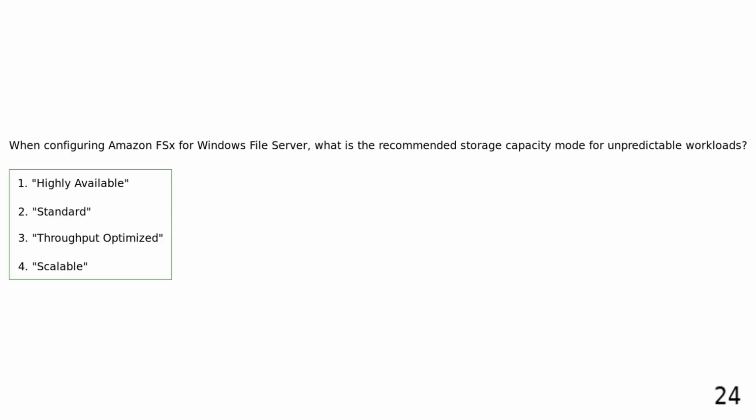When configuring Amazon FSx for Windows File Server, what is the recommended storage capacity mode for unpredictable workloads? Highly available. Standard. Throughput optimized. Scalable. The scalable storage capacity mode in Amazon FSx for Windows File Server is recommended for unpredictable workloads.